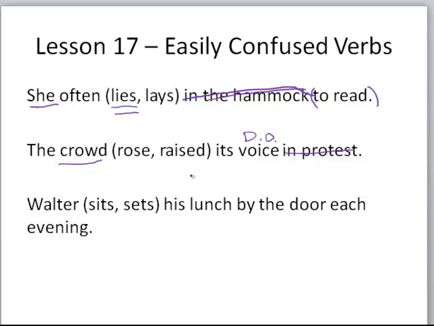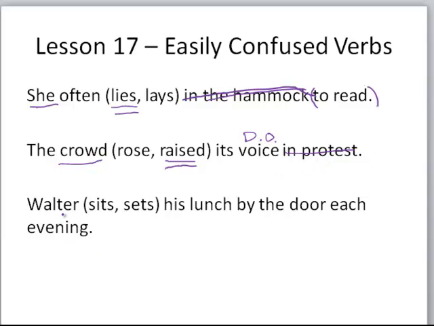And to raise, meaning to go up with help. So here's the one we want. This is the one that requires a direct object. So it is the crowd raised its voice in protest. The crowd raised, what did it raise? It raised its voice. So there's a direct object right there.